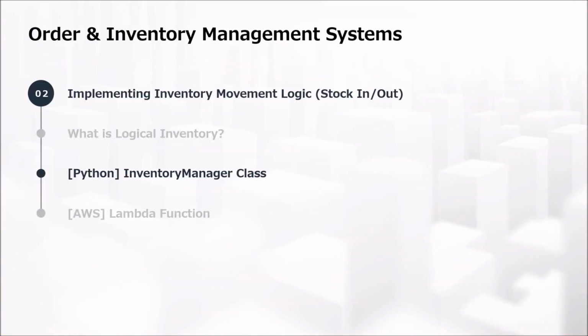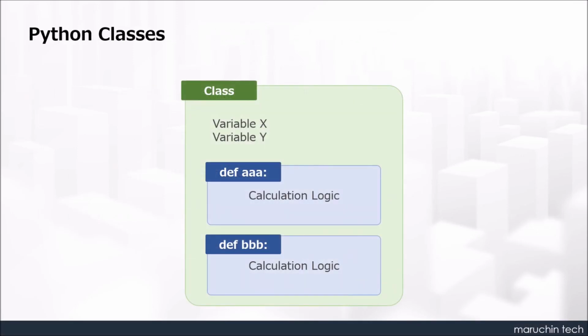Next, let's move on to the Python implementation. First, let me introduce Python classes. A class is like a blueprint that bundles data and logic together. By doing this, we can group data with the operation performed on that data, preventing unintended external changes and maintaining data integrity. Strictly speaking, this is a fundamental principle of object-oriented programming. But since the focus of this course is on the inventory management flow, I will skip the deep details. However, using classes improves code readability and maintainability, so we will utilize Python classes in this course.